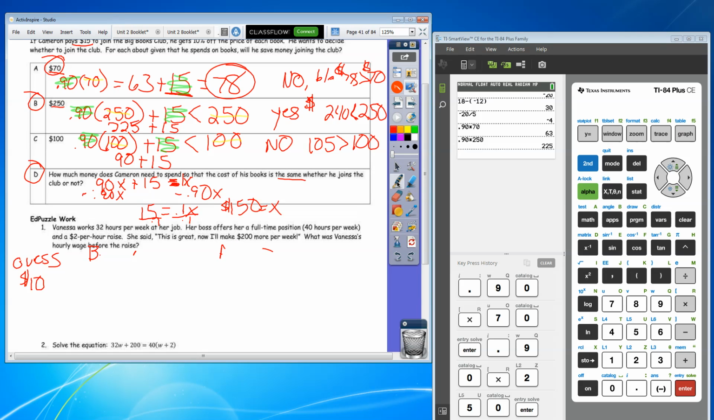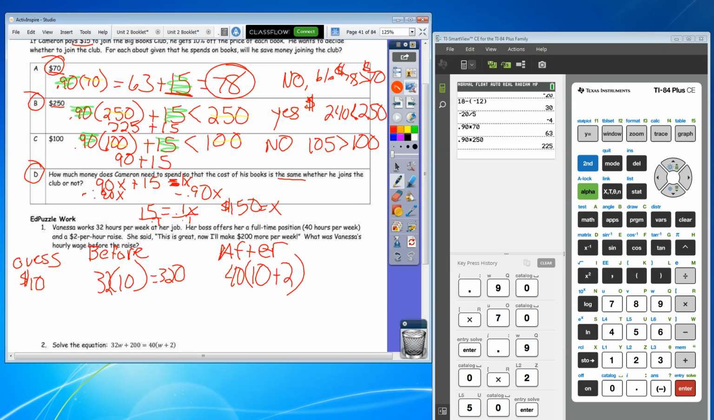Oops. All right, so before, after. If she's making $10 an hour, before the raise she was working 32 hours at $10 an hour. So she was making $320. Now she gets a $2 per hour raise. So she was making 10, now she's going to make 12, and she's also going to be working 40 hours a week.